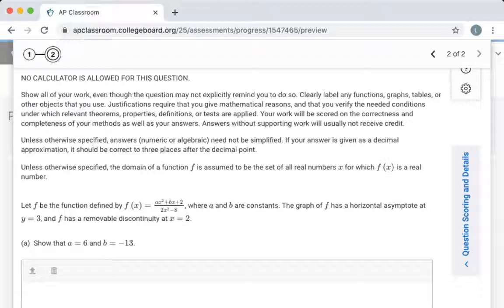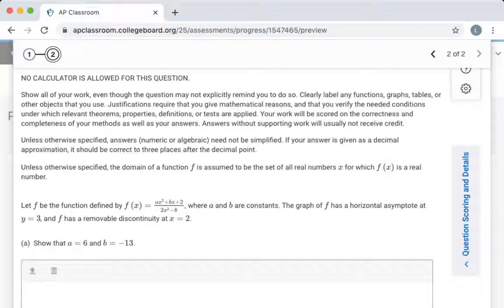But let's just look right at it. And A looks pretty harmless. It ends up being a little bit more complicated than it looks. So all it says is show that a equals 6 and b equals negative 13. All right, that's good to know. What we have to use is the information they give us, that f has a horizontal asymptote at 3 and a removable discontinuity at 2.